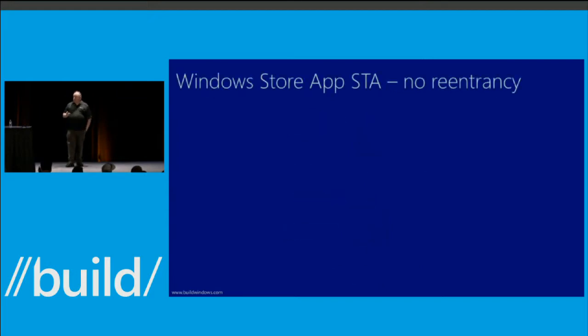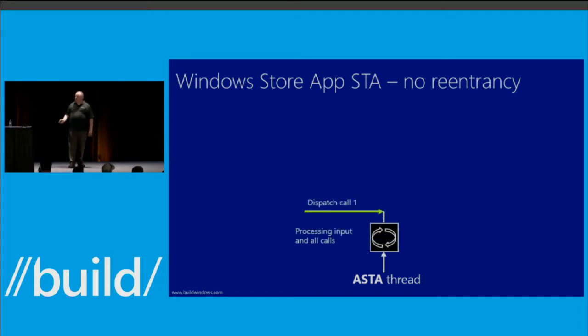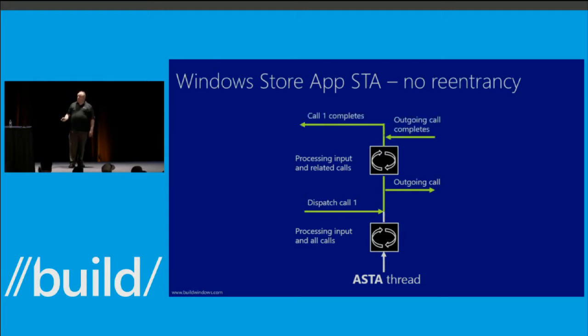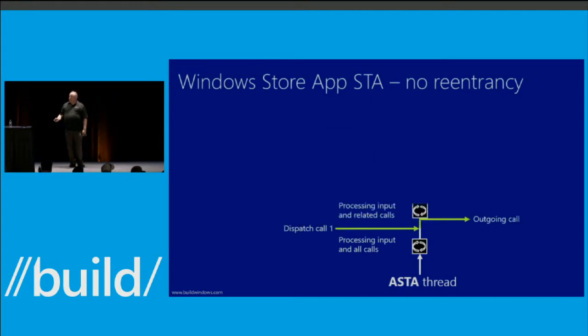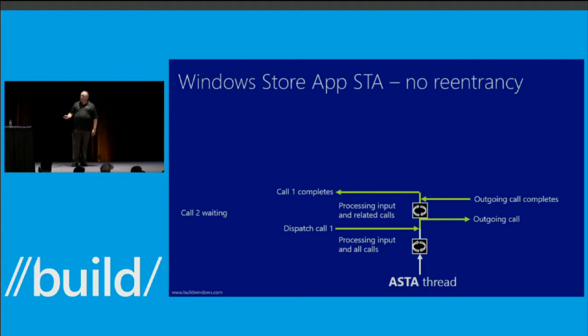This is how it works in the Store app. So you get an ASTA thread, an app STA thread, a Windows Store app thread. And again, we're processing calls, and we get a call, and we make an outgoing call. We keep processing, but the outgoing call completes before anything can happen. Now, imagine something arrived during that processing. So I make a call, and now something arrives, a call waits. It sits in the queue and waits until that outgoing call is completed, and then that waiting call gets dispatched.